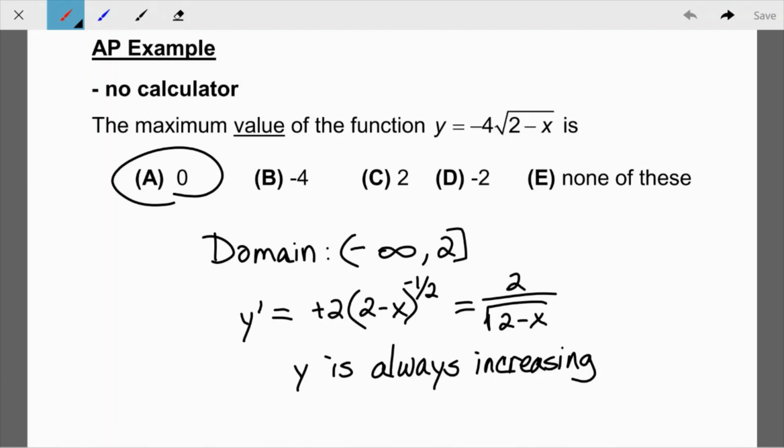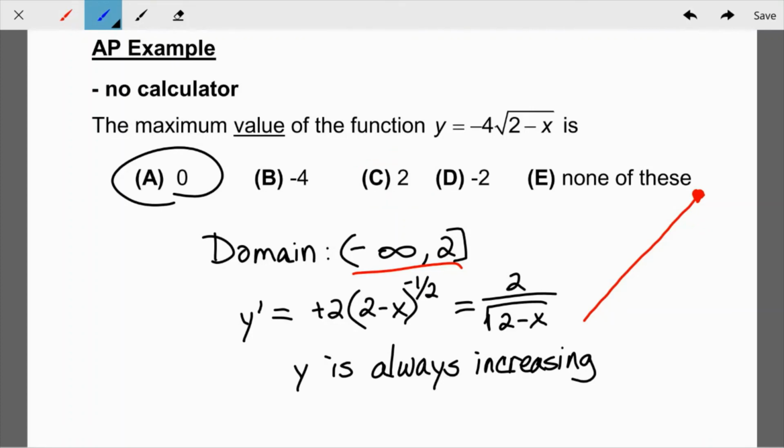So think about it: regardless of what the shape of the graph is, if I start at some point and I'm always increasing, I'm going to get to the maximum value when I get to that right endpoint. I have this domain that goes from negative infinity to 2, so I know my maximum value is going to occur when I get to the right endpoint of 2. Now, the common mistake that people would make on this question is they would say, oh, well, it occurs at x is 2, so I'm going to circle 2 as my answer.